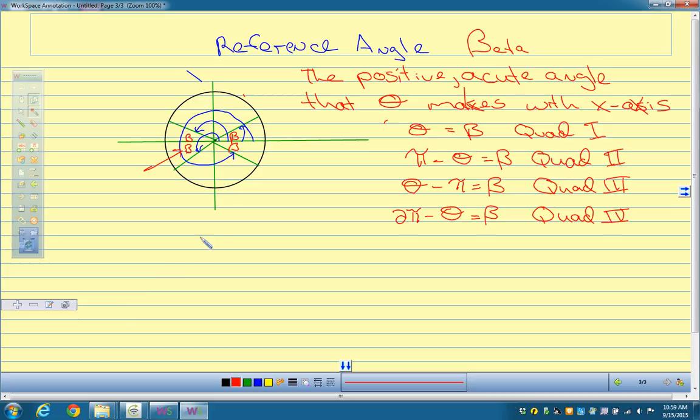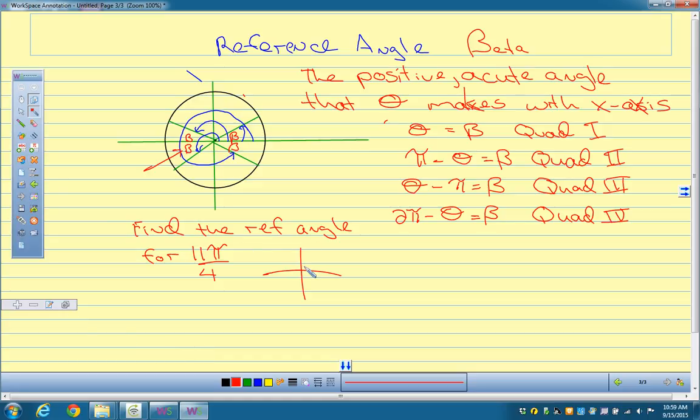So find the reference angle for, I don't know, let's do a tricky one. 11 pi over 4. Can anyone tell me what the reference angle is? Where am I if I'm at 11 pi over 4?